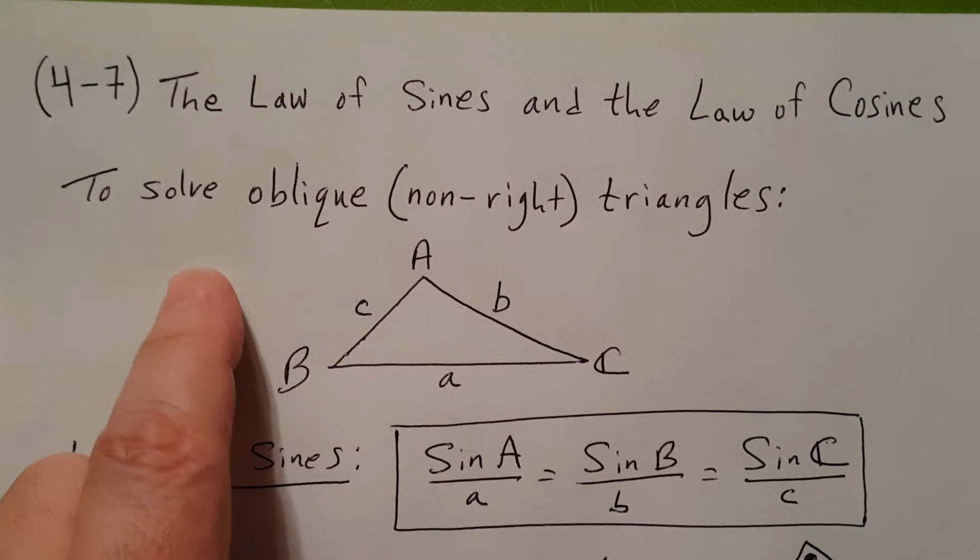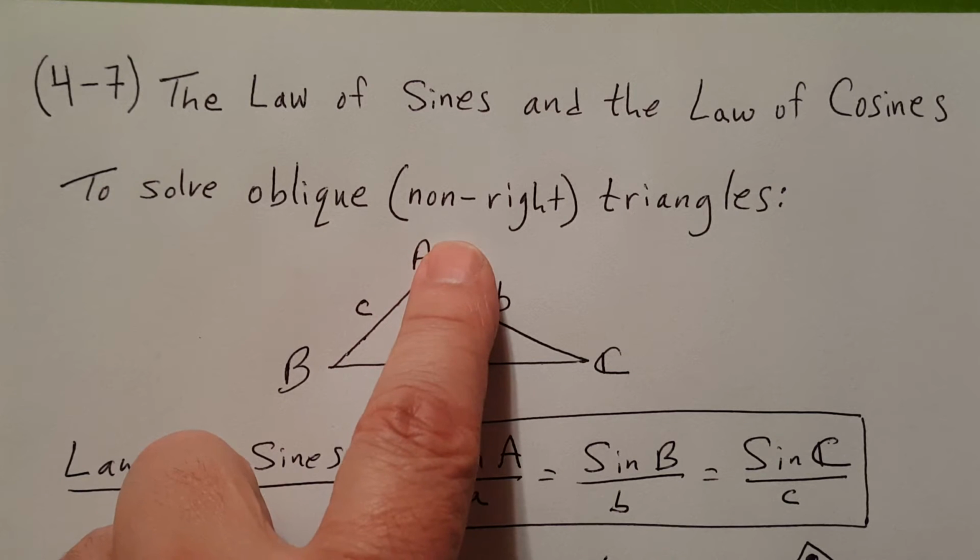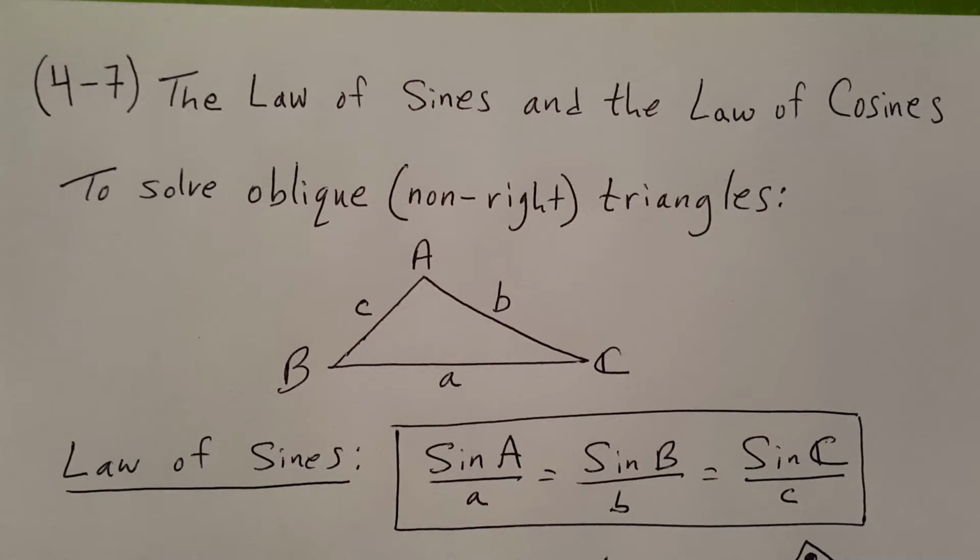What we want to do now is solve oblique triangles. Oblique means non-right. If it's not a right triangle, then we refer to it as an oblique triangle. So how do we solve those? We have a lot of experience with right triangles. We can do all sorts of things with right triangles using sine, cosine, and tangent, SOHCAHTOA, and all that. But what if it's not a right triangle? Well, there are two rules called the law of sines and the law of cosines that can help us.